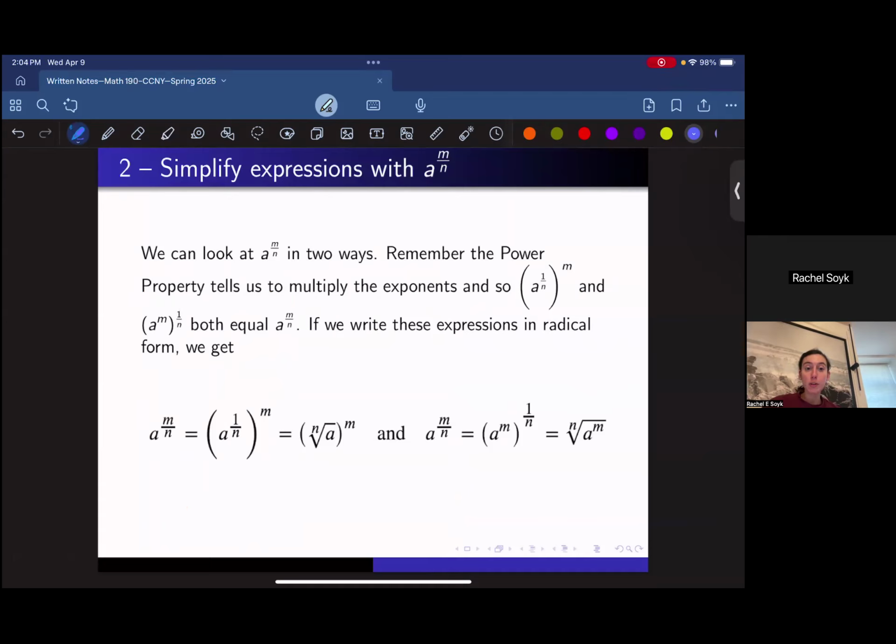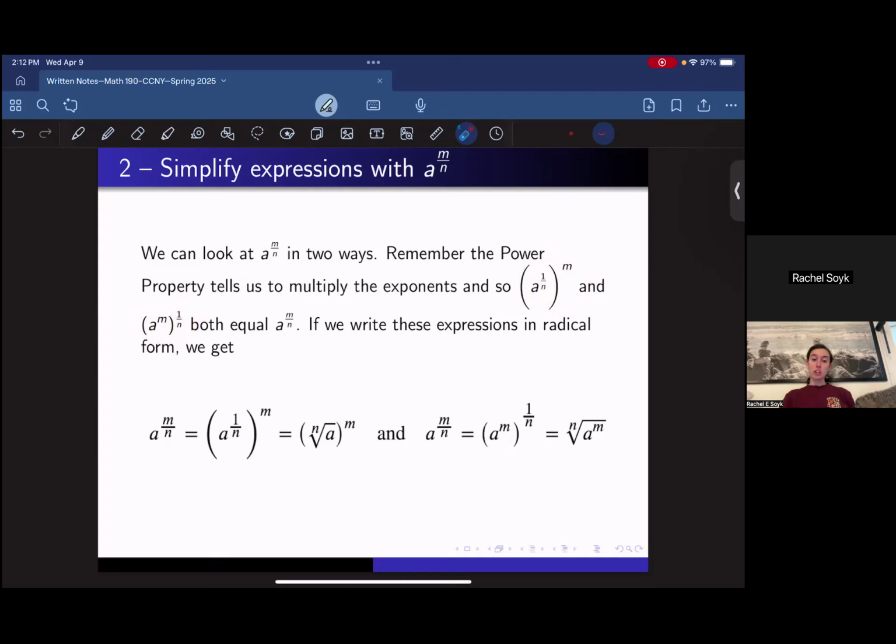Let's move on to our second objective for today. Okay, so we can look at a to the m over n in two different ways. Think about powers and properties of exponents once again. We can either look at it as just our good old a to the 1 over n raised to the m power, or we can switch these around, a to the m raised to the 1 over n.